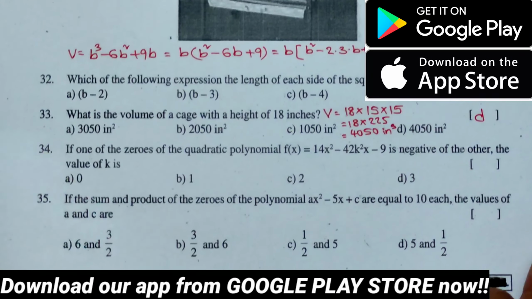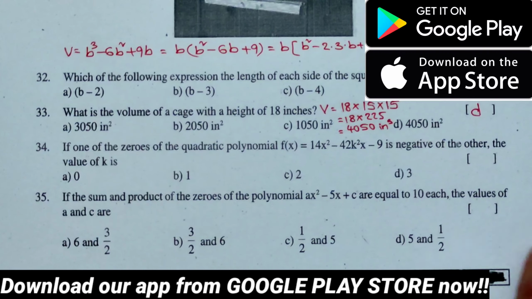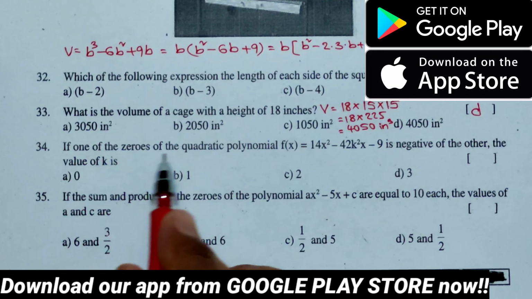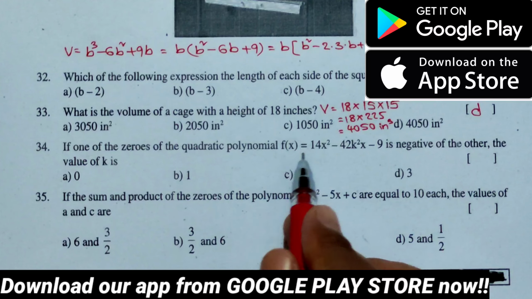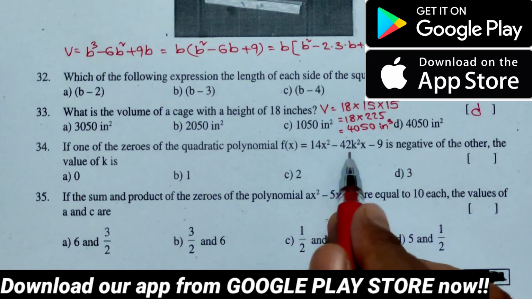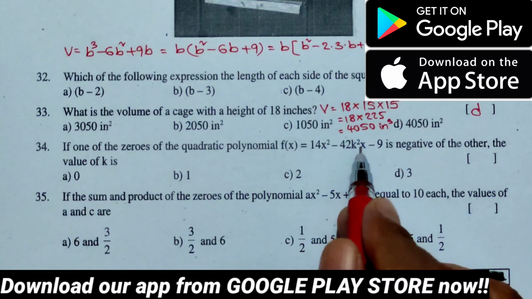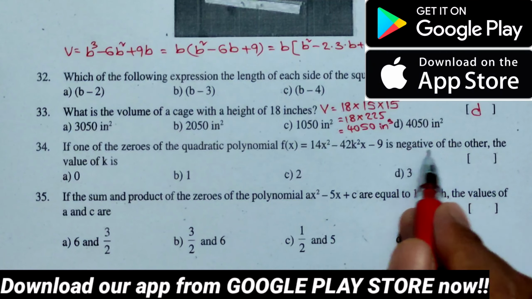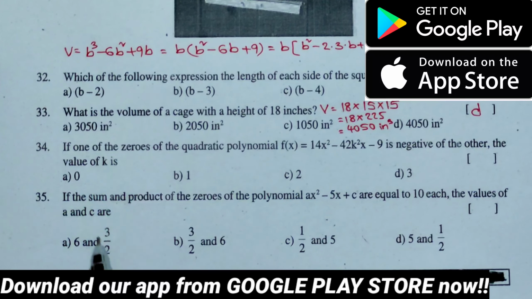Now we see question number 34. That is, if one of the zeros of the quadratic polynomial f of x equal to 14x square minus 42k square x minus 9 is negative of the other, then the value of k is.